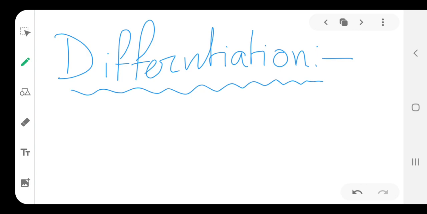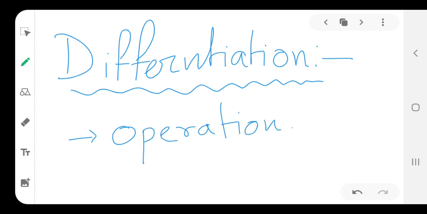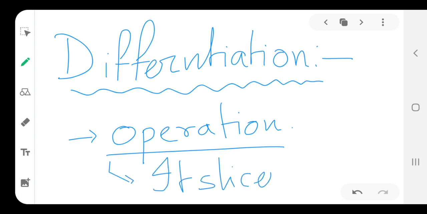So, differentiation is a kind of operation, just like addition, subtraction, division, and multiplication, but it has some definite features also. What kind of definite features? It slices functions. What does it mean? Before we start this, we should at least know what a function is. Okay, what is a function?